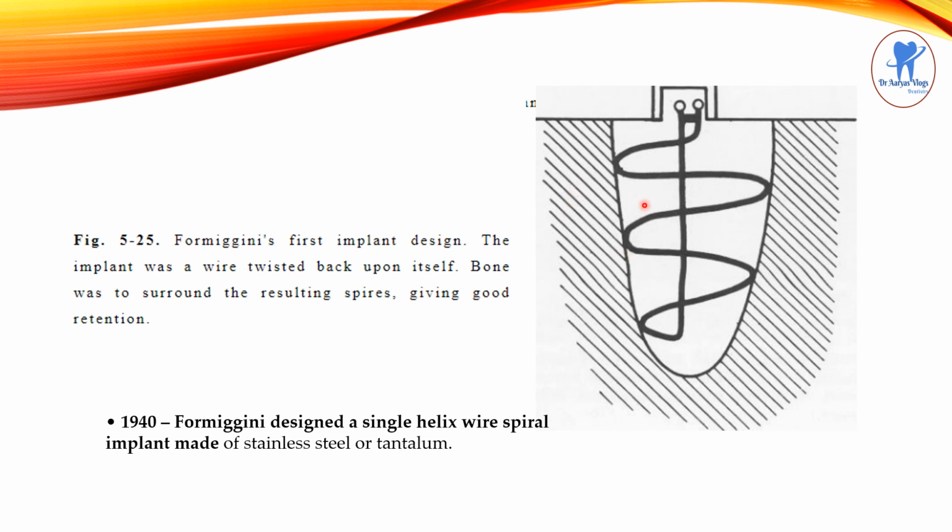In 1940, Formigny designed a single helix wire spiral implant made of stainless steel or tantalum. This is Formigny's first implant design. Here the implant was a wire twisted back upon itself and bone was to surround the resulting spires, giving good retention.